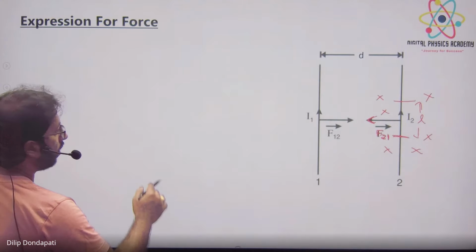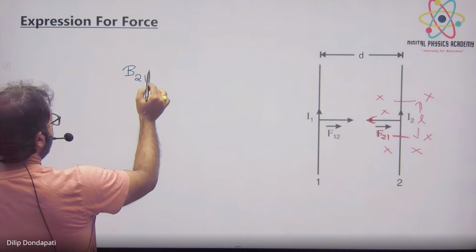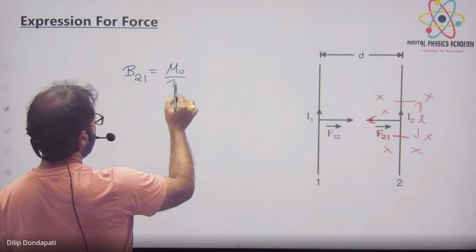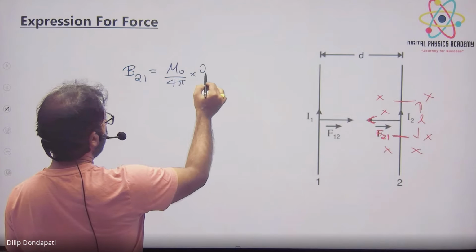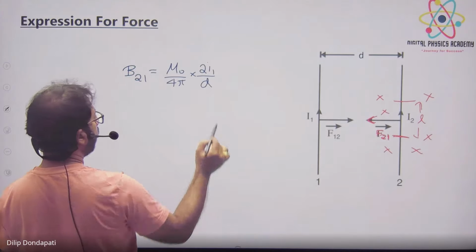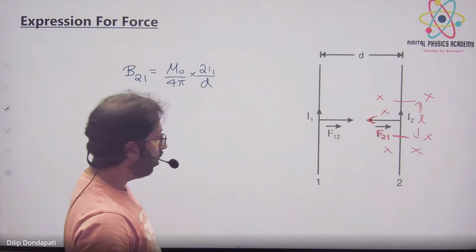So what is the magnetic field on the second wire due to the first wire? This is an infinite wire, right? So it is mu naught by 4 pi into 2 I1 by D, where D is the distance between them. The magnetic field is acting on it. Okay. Now the force formula.